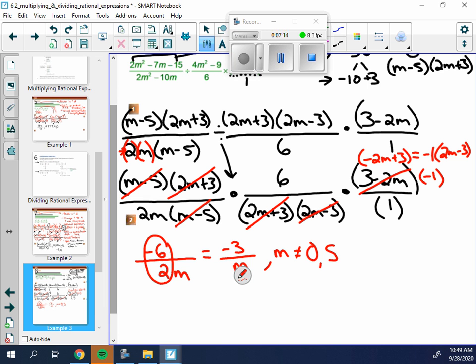But I do need to check for non-permissible values after this division as well. So what's that one? What are those going to be? If you're not sure on the side, you could write 2m plus 3 equals 0. What makes that 0? You would subtract your 3 over and divide by 2. The other one, you'd add your 3 over and divide by 2. So either way, you're going to have a plus and minus 3 over 2, or 1.5.